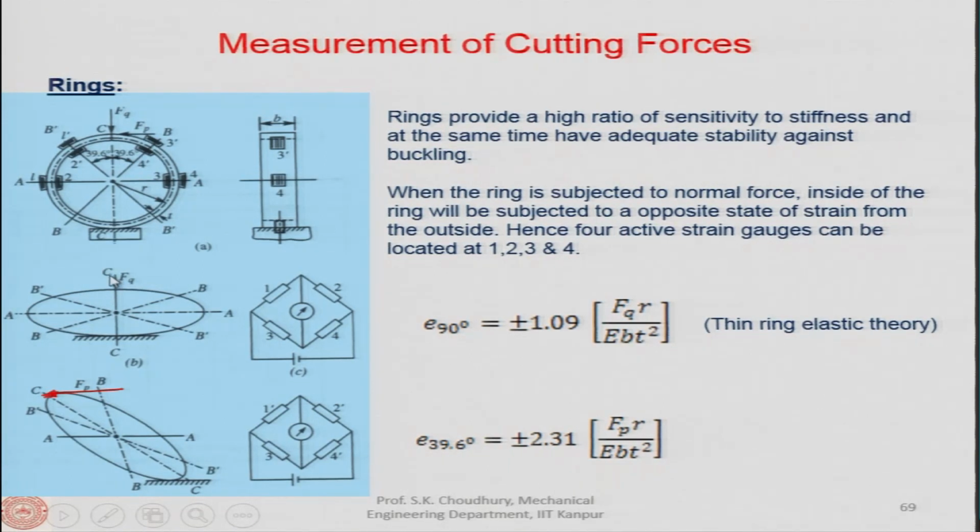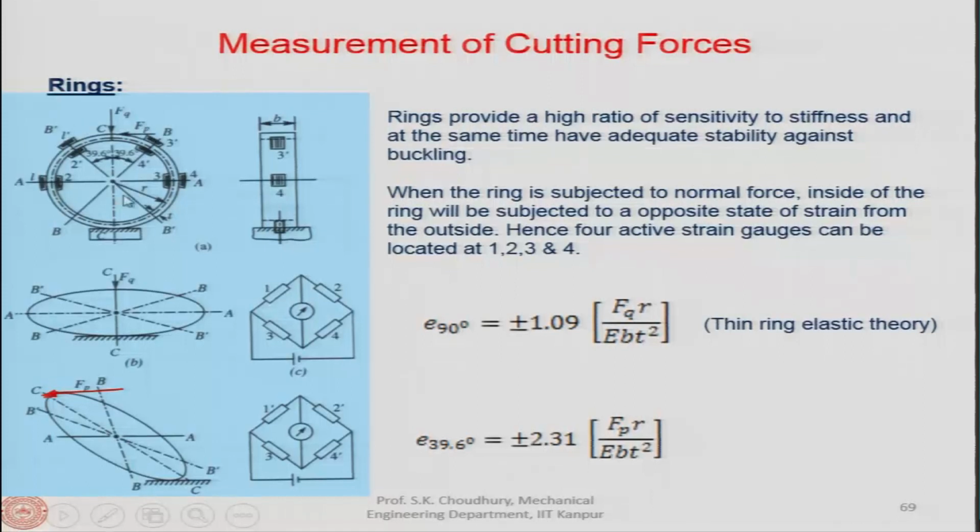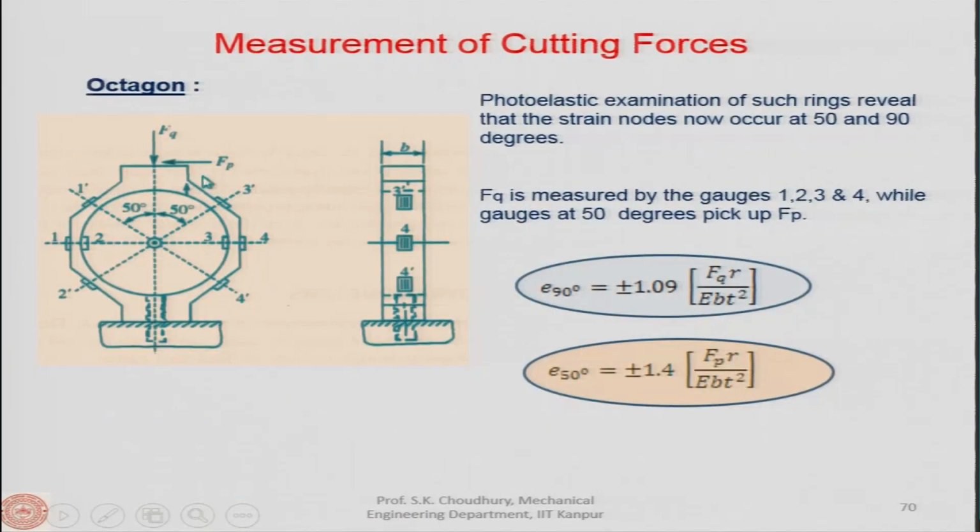Although we said that buckling is fine, it does not have any problem, and it has a high ratio of sensitivity to stiffness, still it has a tendency to roll. That is why you can say that they are not very reliable for forces that are high in magnitude, because a high magnitude force will try to roll it, and then it will give you an error in the measurement of the strain. So, to strengthen the structure, we have the octagon type.